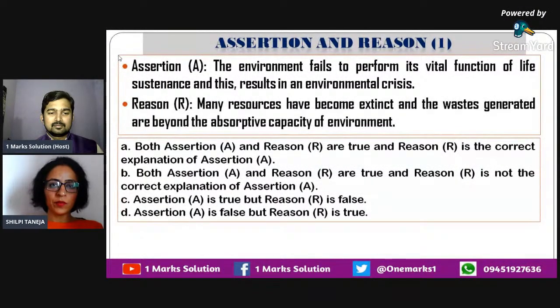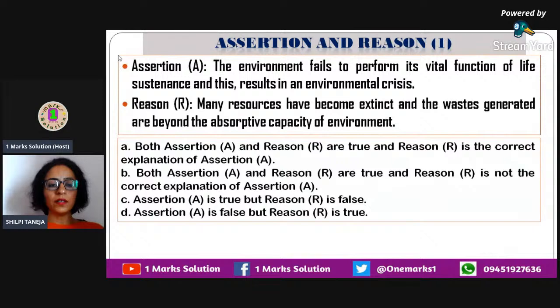Good evening, everyone. Today we are here with the chapter Sustainable Development and Environment. As you all know, we are discussing the assertion and reason type questions which are recently introduced by CBSE in class 12th economics. It was already there with other subjects, but now they have introduced it in economics as well.